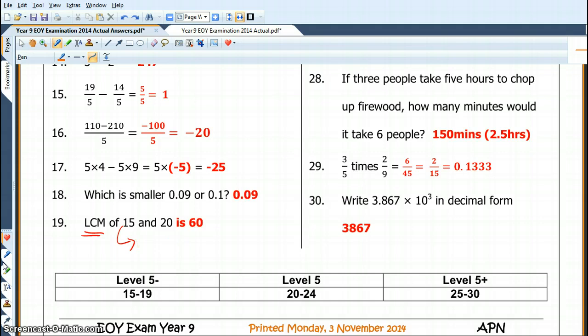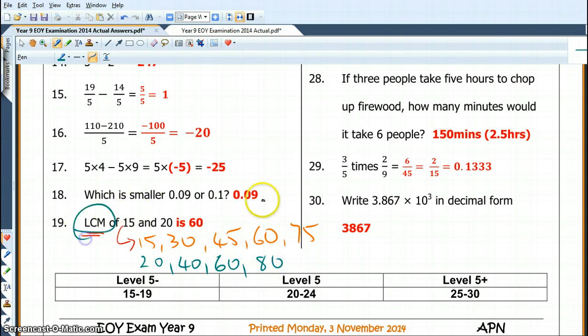We're actually looking at the multiples. Multiples of 15: 15, 30, 45, add 15, 60, add 15, 75. Multiples of 20: 20, 40, 60, 80. Lowest common multiple is 60.